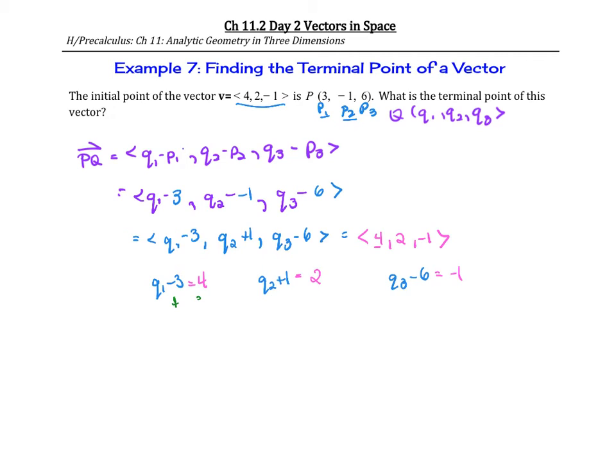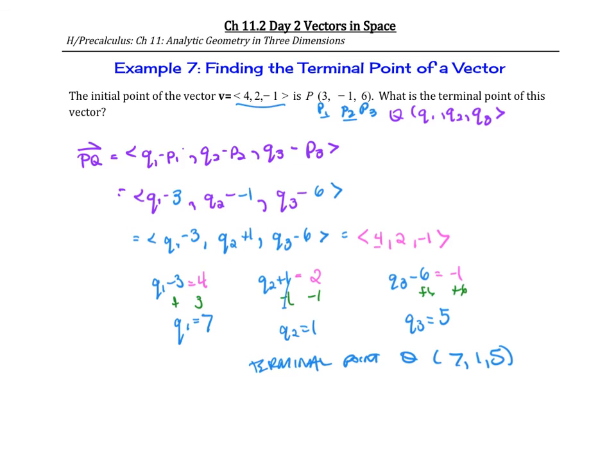So we're going to add 3 here. So we find that Q sub 1 equals 7. Here we're going to subtract 1. So we get Q sub 2 equals 1. Then this last one here, we add 6. So we find that Q sub 3 equals 5. And so the terminal point Q is 7, 1, and 5.